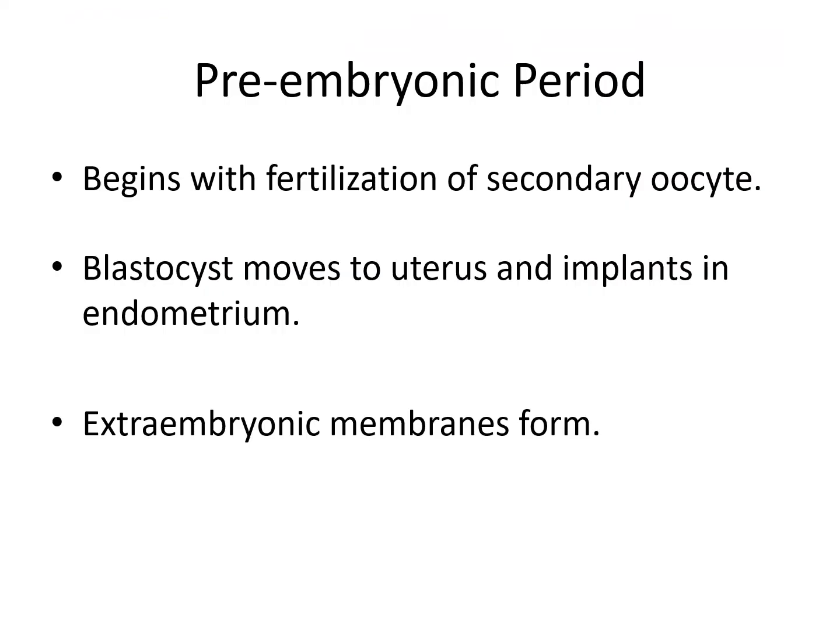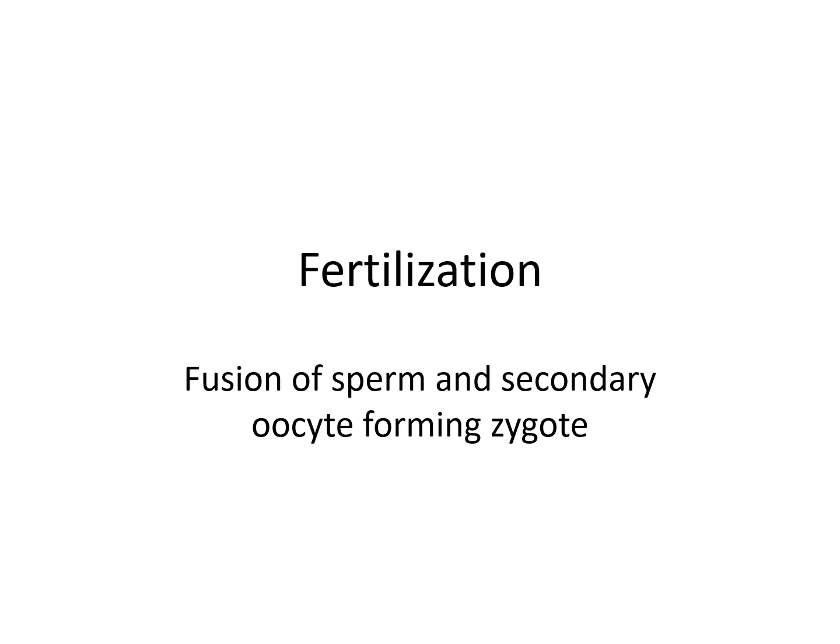Okay. So it begins with fertilization of the secondary oocyte. And now the blastocyst moves to the uterus and implants in the endometrium. And we're going to eventually talk about the extraembryonic membranes that form, that are going to help support the embryo. Fertilization is the fusion of sperm and secondary oocyte forming a zygote. The zygote is the fertilized egg.